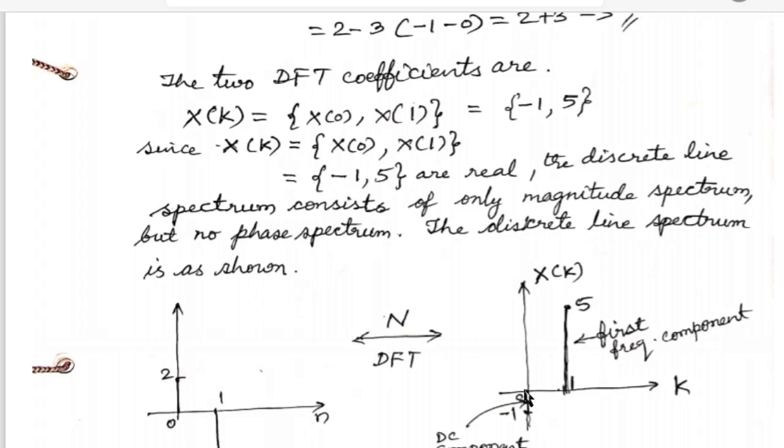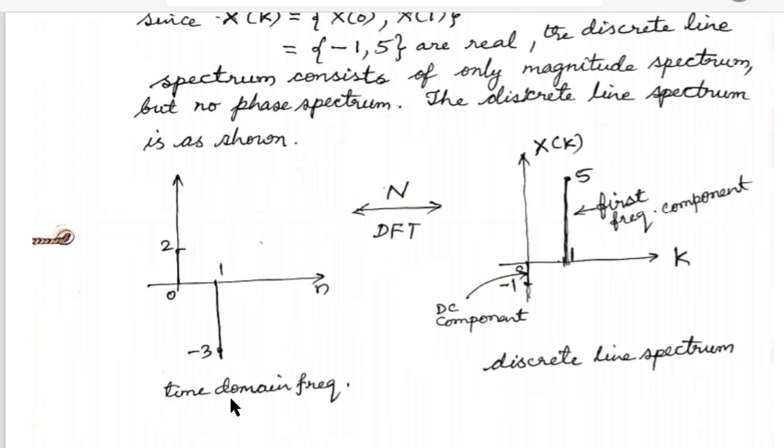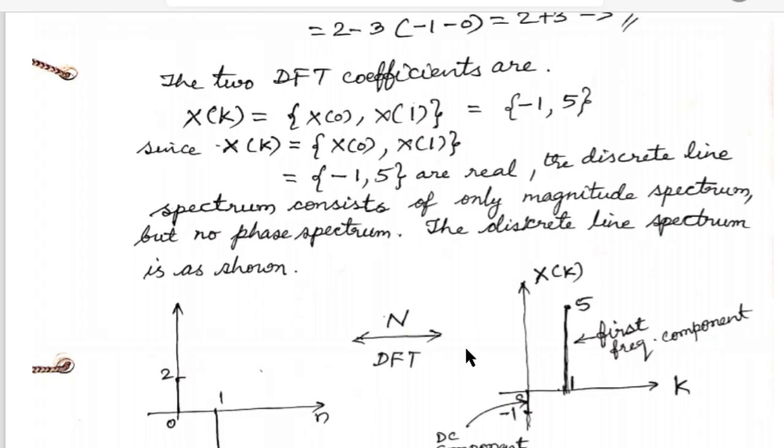sequence number. So at k equal to 0, I get minus 1. Accordingly, I will show it with a negative magnitude of 1, and with a positive magnitude of 5, I will show it at k equal to 1 here. And again this is also shown in a discrete way. But here this is in the frequency domain, and this is in the time domain. So I hope you understood how to calculate the DFT of a time domain sequence.